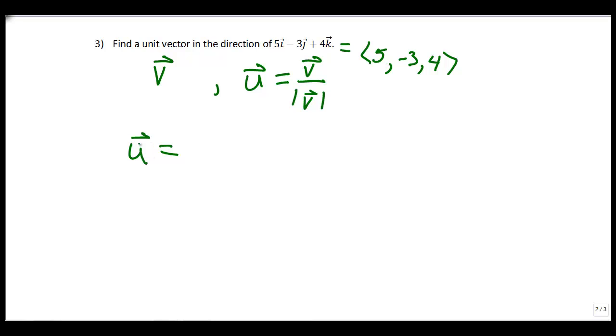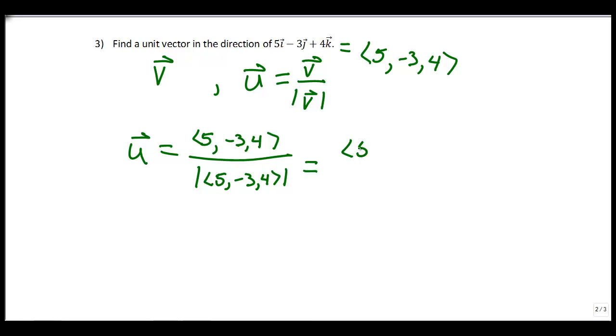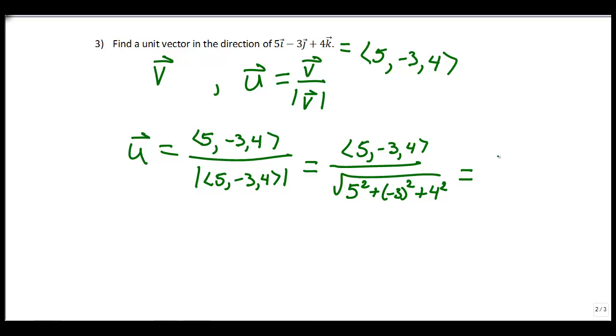So what I get then is my unit vector should be 5, negative 3, 4, divided by the magnitude of 5, negative 3, 4. So I get 5, negative 3, 4, divided by the magnitude, which is the square root of 5 squared, plus negative 3 squared, plus 4 squared. So we get a 25 plus a 9 is 34, plus a 16, that gives us a square root of 50.